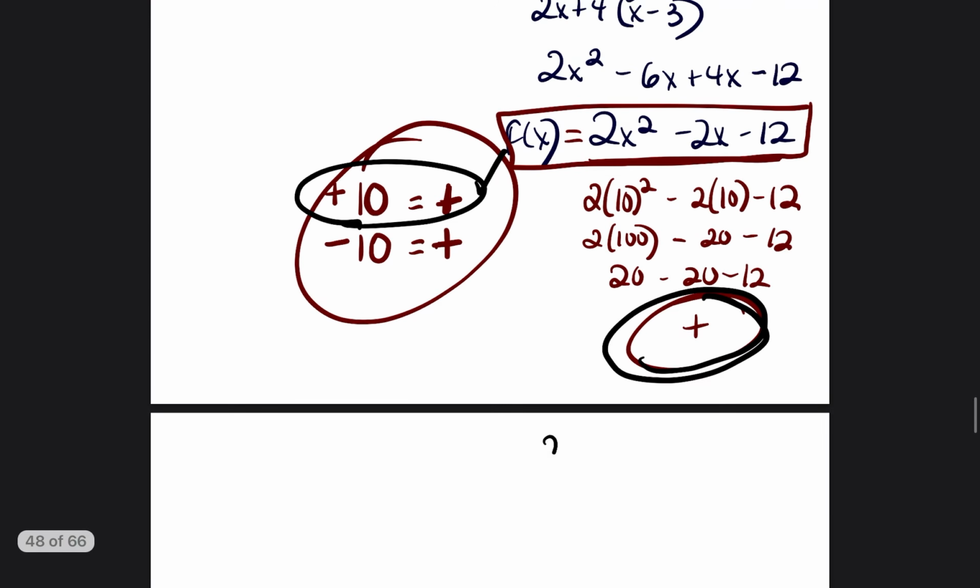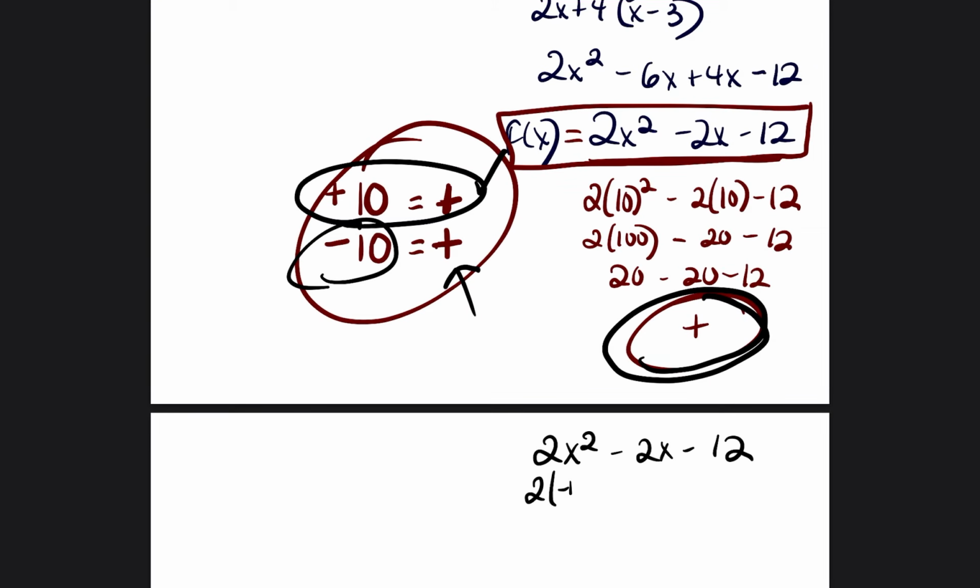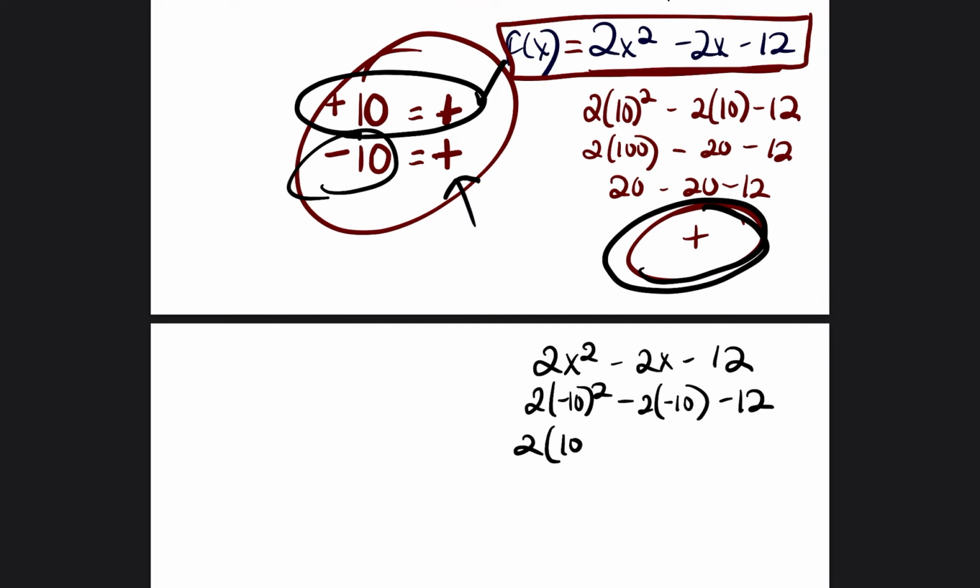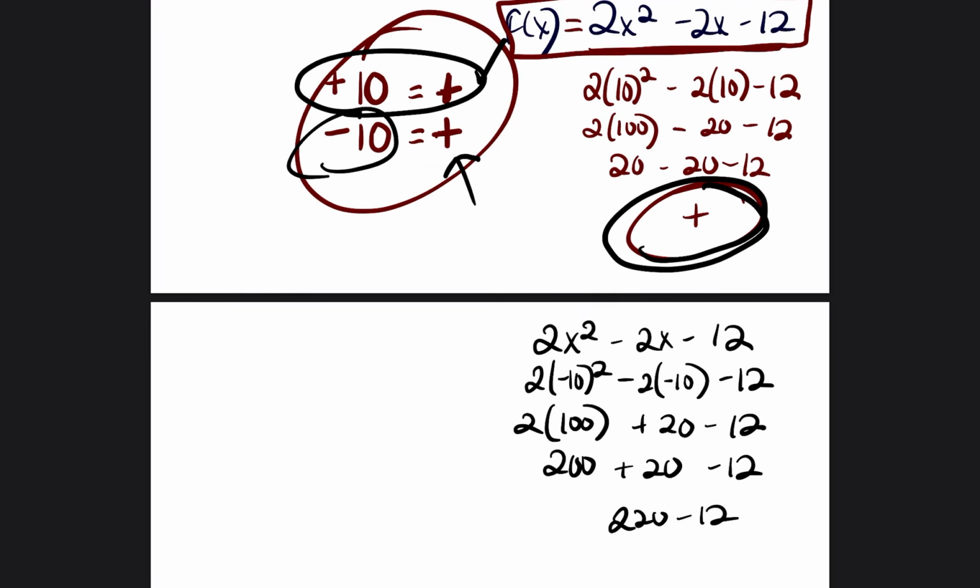Now let's see what happens when we put in a large negative number. Okay, so we're going to go ahead and choose this large negative number. See if we can still get a positive answer. So 2 negative 10 squared minus 2 times negative 10 minus 12. So that'd be 2 times 100 plus 20 minus 12. So that'd be 200 plus 20 minus 12. 220 minus 12 is still a positive number. So this one proved true.